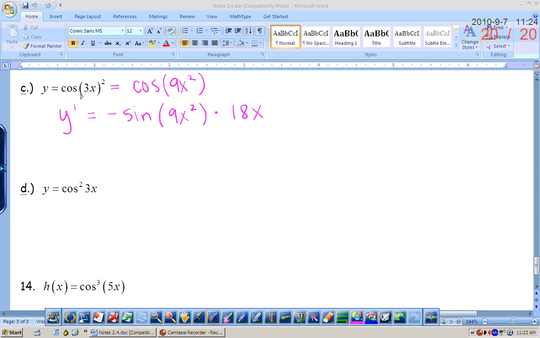Now look at how similar C and D are. Because if I really wanted to, I could even put parentheses around that 3x on D. And the difference is where that parenthesis is. When we square a trig function, you're used to seeing that squared sign right up against the cosine. But what it really means is the cosine of 3x, the whole quantity squared.